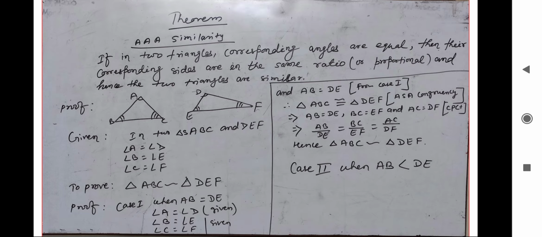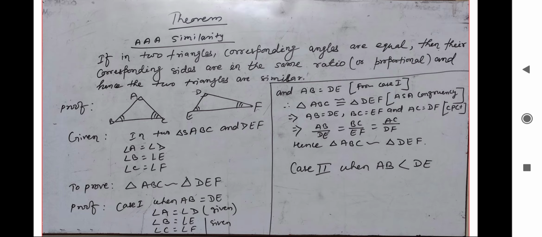In two triangles ABC and DEF, angle A equal to angle D, angle B equal to angle E, angle C is equal to angle F. These are given. To prove, we write: triangle ABC similar to triangle DEF. Now we write the proof. Students, here we take three cases. Case first, when AB is equal to DE.